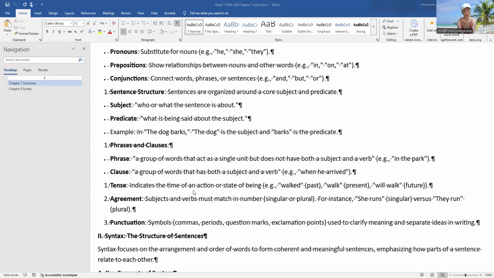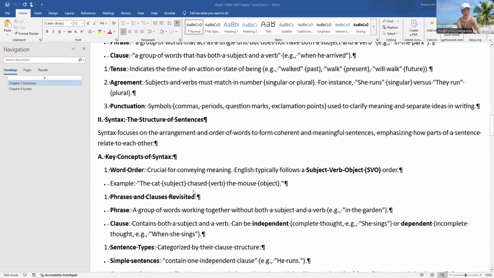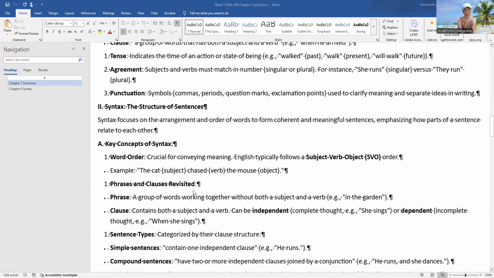Phrase, a group of words that acts as a single unit but does not have both a subject and a verb. Clause, a group of words that has both a subject and a verb. Tense, indicates the time of action or state of being. Agreement, subject and verbs must agree and match, singular or plural. She runs, singular, versus they run, plural.